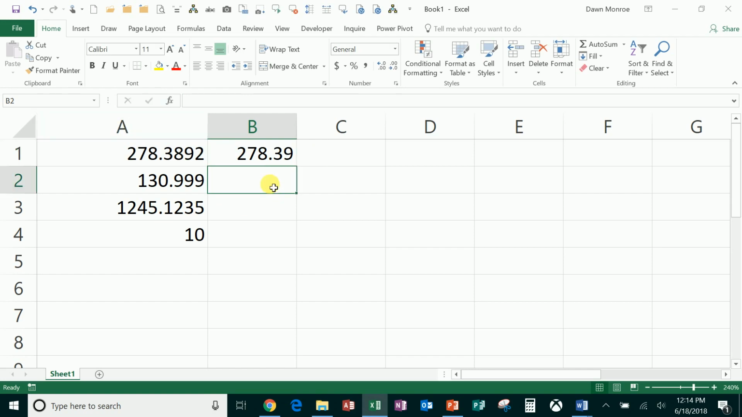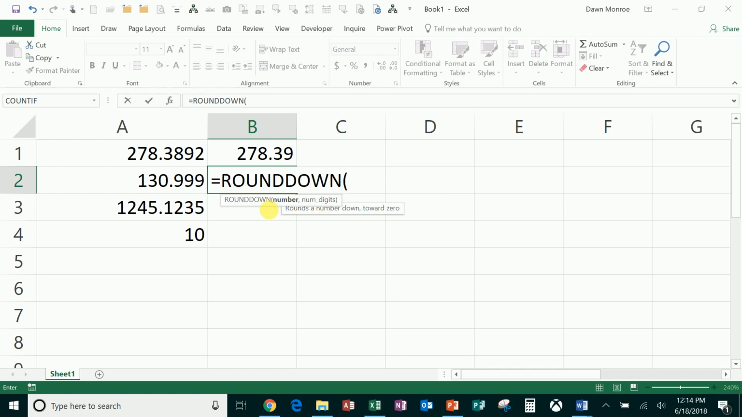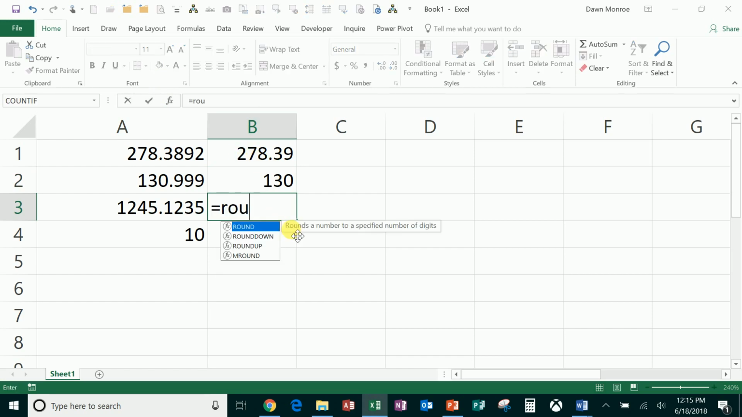Let's try this one, equals round. We'll use the down option. Again, picking that number and how many digits beyond the decimal. Let's say 0 in this case, and let's see what it does. Remember, I'm saying round down. Okay, so that came down to 130. If you wanted it up to 131, you'd have had to choose the other option, or the regular round would have worked.